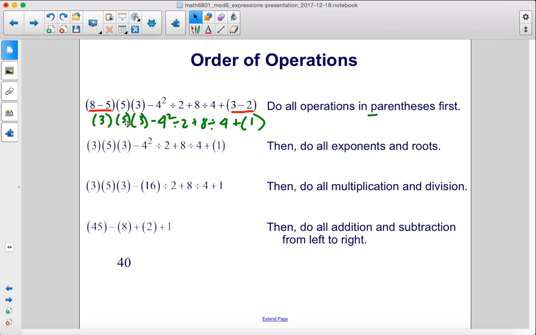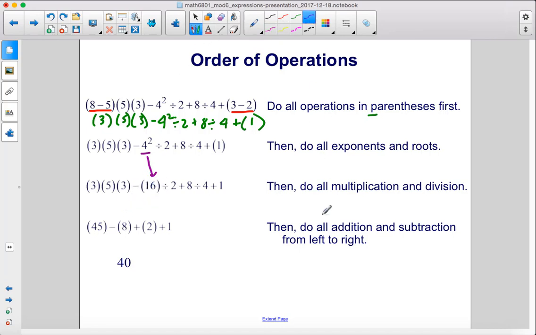So we have 3 times 5 times 3 minus 4 squared divided by 2 plus 8 divided by 4 plus 1. Alright, so this in green is exactly this one. Then we do all the exponents and roots. So here is our only exponent, or there's no roots in here. So we're just going to change that into 16. And we're going to put that in parentheses immediately because when it comes to signs, it gets a little tricky. So whenever you do an operation like this, just put it into parentheses. That way you don't get confused.